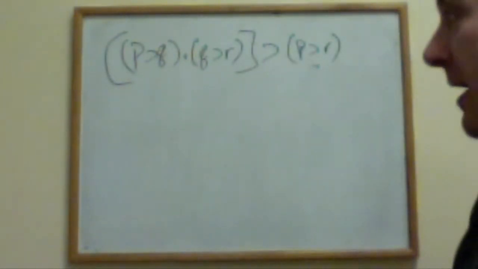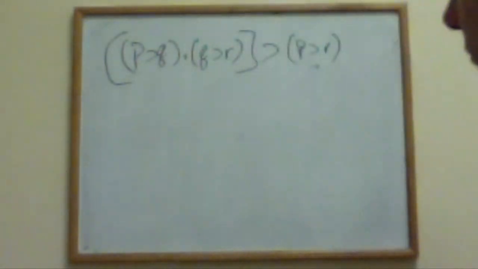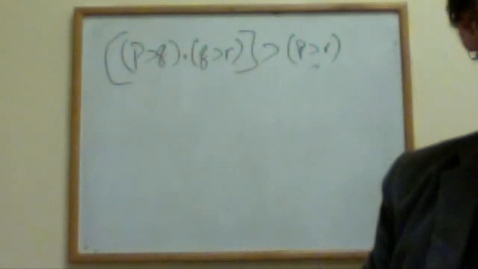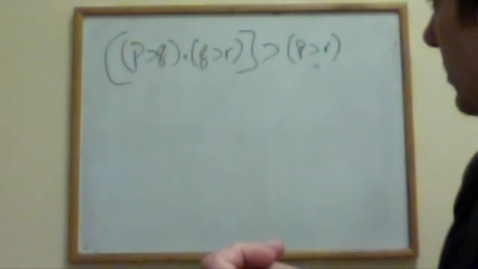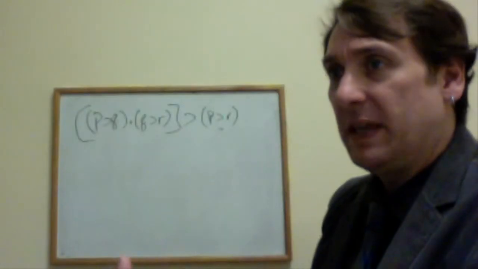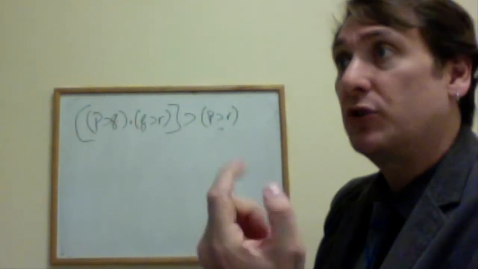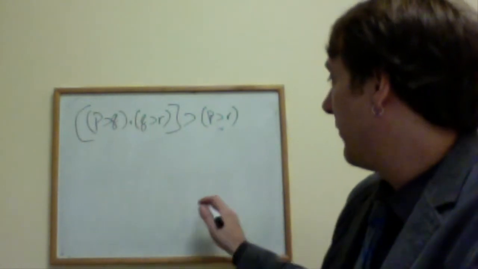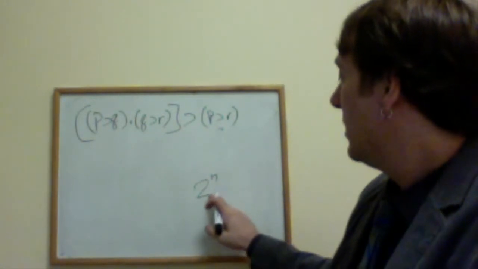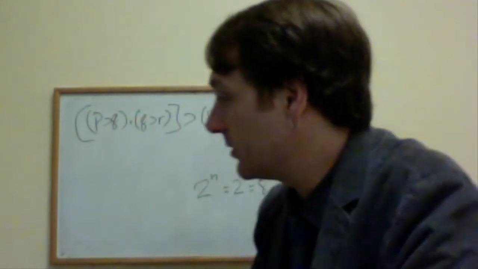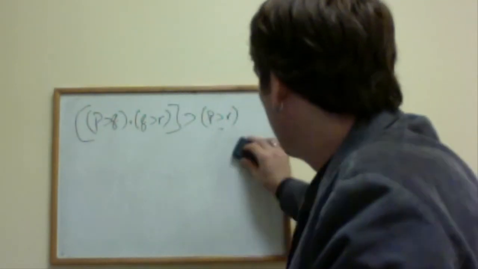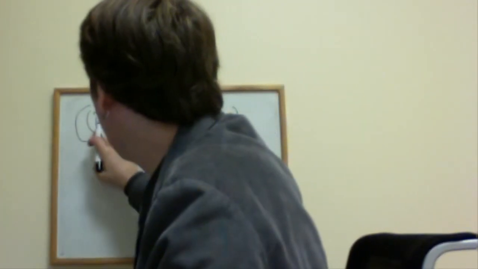So let's quickly do a truth table for this, and we know from our previous discussion that the number of lines on your truth table depends on how many propositions are in the premises and the conclusion. Here we have P, Q, and R, so that's three different propositions, and our formula tells us that we have 2 to the n lines, so 2 to the 3, and that's going to be 8 lines.